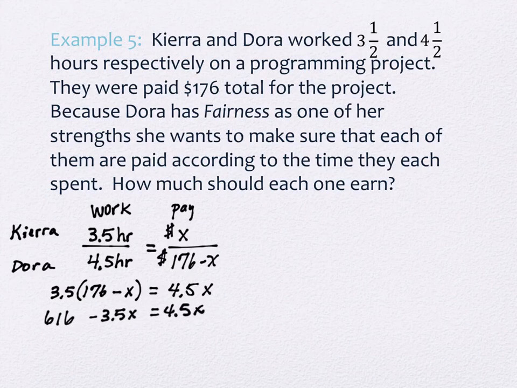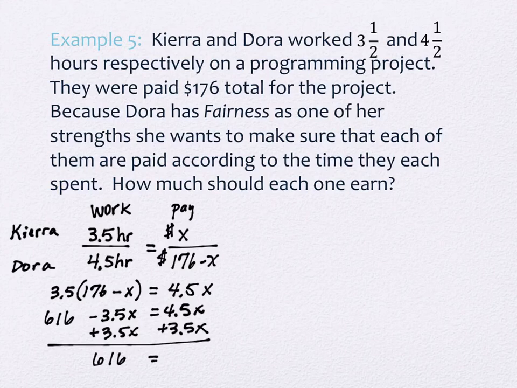What next? Add 3.5x to both sides. So you have 616 on the left. What do you have on the right? 8x. And then what would you do? Divide by 8. So are you guys now seeing why this problem is so much more challenging than the other one? It is. What is 616 divided by 8? It is 77.